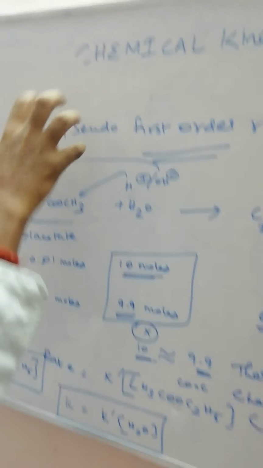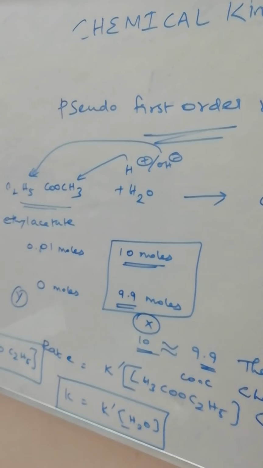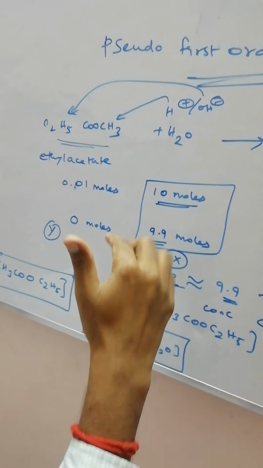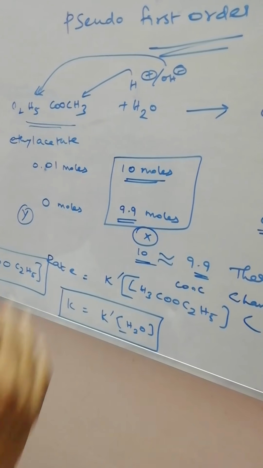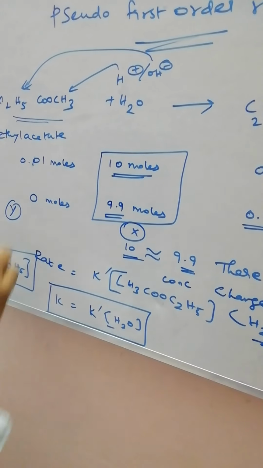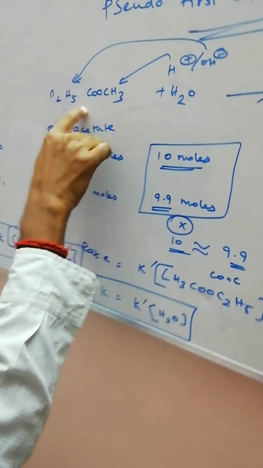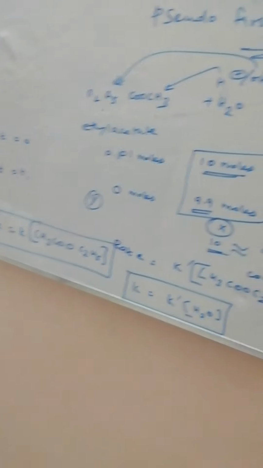Pseudo means false first order. Merely looking at the equation, it looks like a second order equation. But we have to concentrate on the reaction. There is no significant change in the concentration of the water molecule, so it is considered constant. That's why the rate of the reaction depends on the concentration of only one of the reactants. So it is a first order reaction.